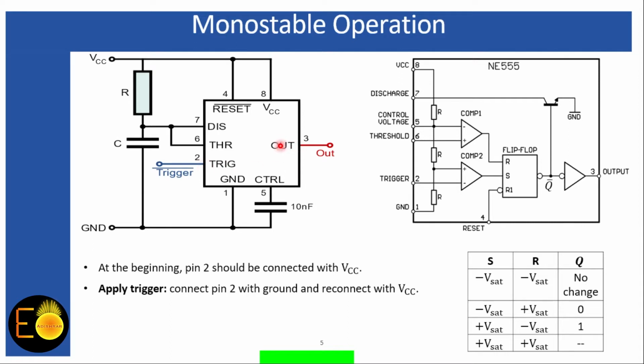Anyway, pin number 3 is considered as the output. Pin number 7 is discharge, 6 is threshold, and 2 is trigger. Now, what about these 3 pins, how do they work? For that, I need to discuss this internal circuit diagram for the 555 timer IC.